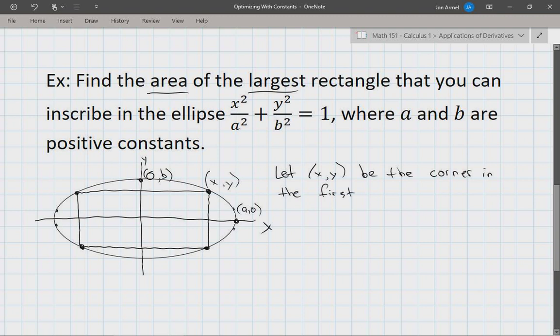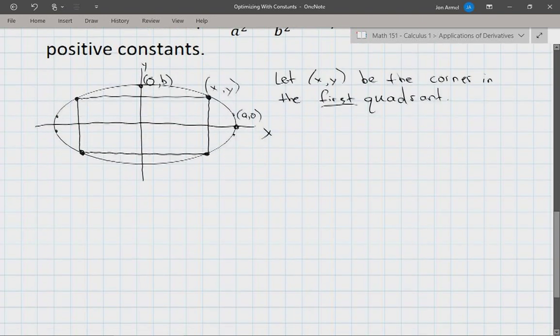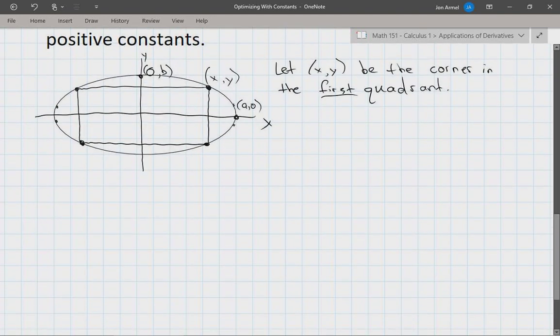There are four corners, and in general, any of them could be labeled as x and y, because x and y can be positive or negative, right? But I want mine to be the one in the first quadrant. And I get to pick, right? I get to name x and y whatever I want, so I'm going to call them this.